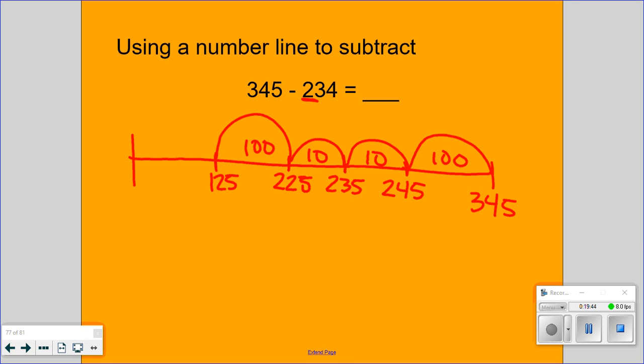Let's count how far back I've gone. Ready? 100, 110, 120, 220. I've gone 220, but I need to go 234. Now what? Okay then? Another 10? What number am I at now, Kaden? 115. I've gone 200 jumps. I've gone 310 jumps. Now what?